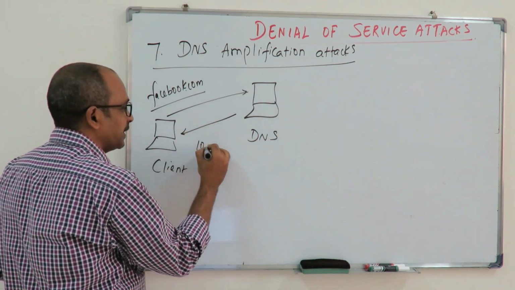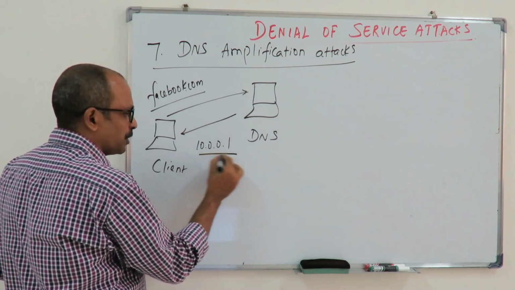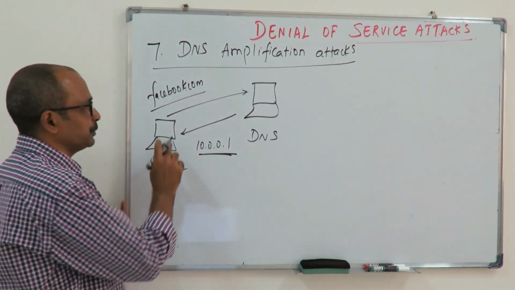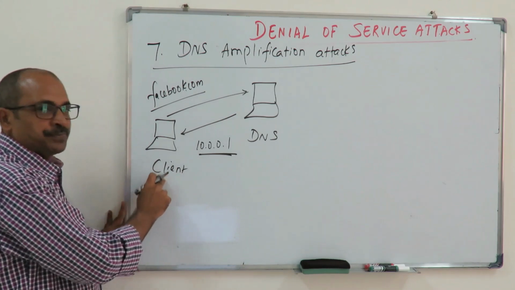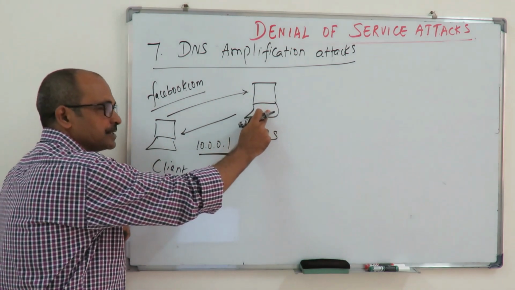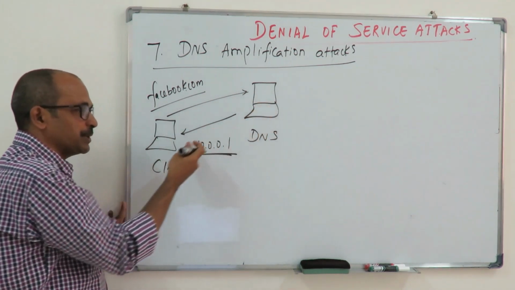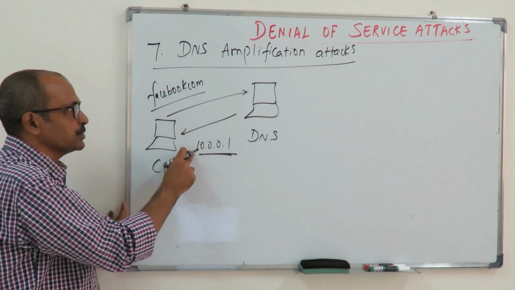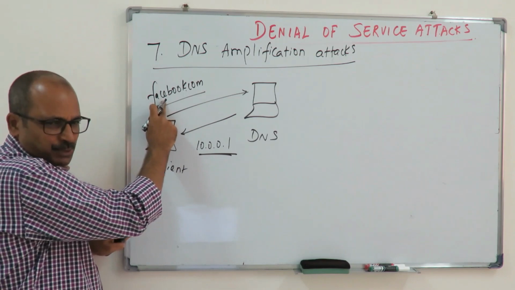For example, 10.0.0.1. This could not be the real IP address; it's a private IP address, but just for an example. So a client machine is requesting an IP address, and the DNS machine is going to give the IP address to us. Vice versa is also possible: using the IP address, you can also find the name of the domain.